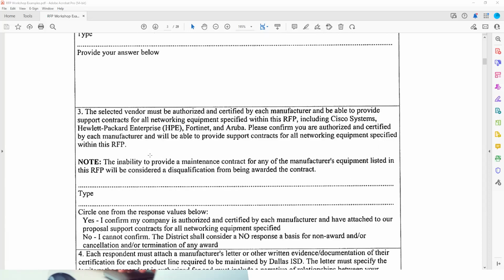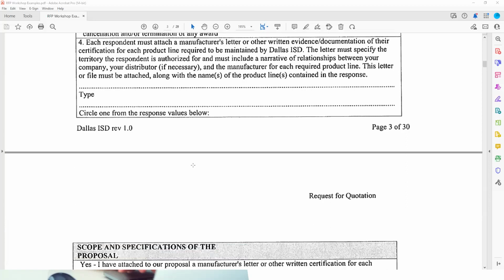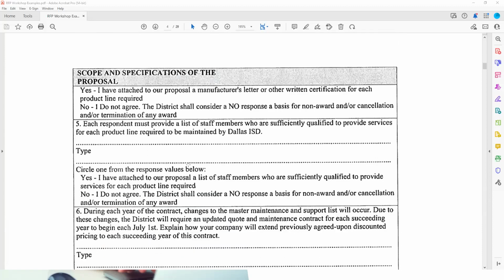So they've already asked us here. They talked about the letter that we're going to need from each of the companies. Now, they're doing it again. They're asking you, yes, I have attached to our proposal a manufacturer letter or written certification for each product line required. You have to circle this or this, okay?